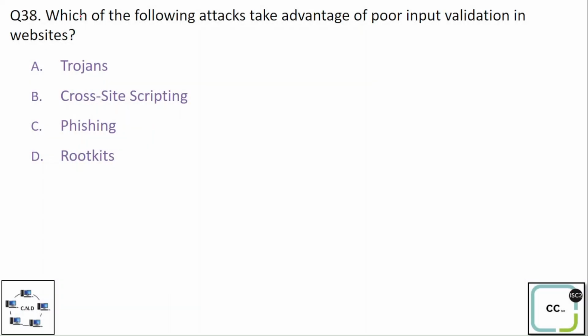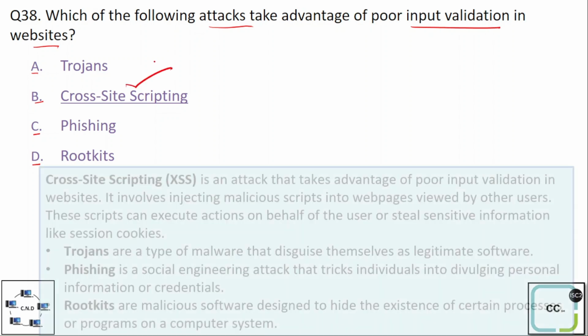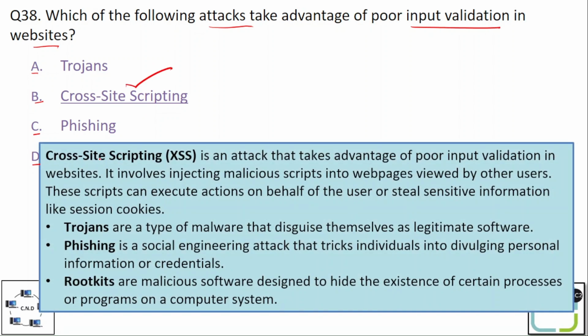Question number 38. Which of the following attacks take advantage of poor input validation in websites? Option A, Trojans. Option B, cross-site scripting. Option C, phishing. And option D, rootkits. And the correct option is option B, cross-site scripting. So what is cross-site scripting?